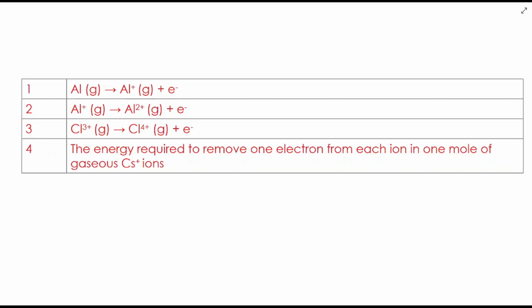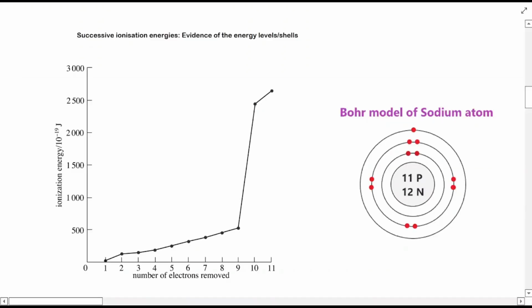So when we look at this data, it tells us something really, really important. Because not each element has the same successive ionization energy. So what I'm going to do now is I'm going to show you the successive ionization energies of sodium. So here's a graph that shows you the successive ionization energies of sodium, and here's a model of the Bohr structure of sodium that we kind of are really, really familiar with. And what I want to do is kind of put these two together.